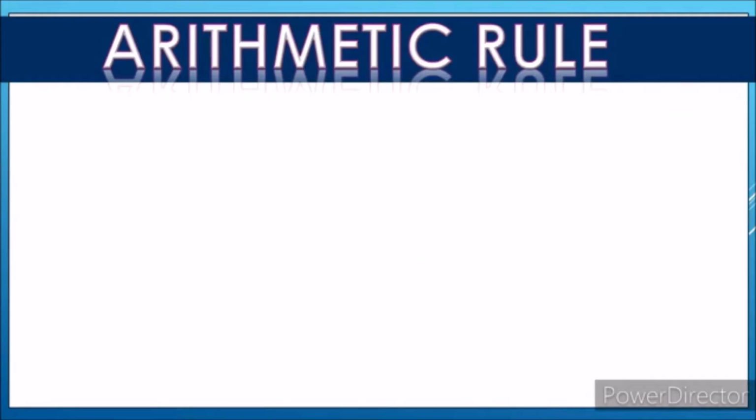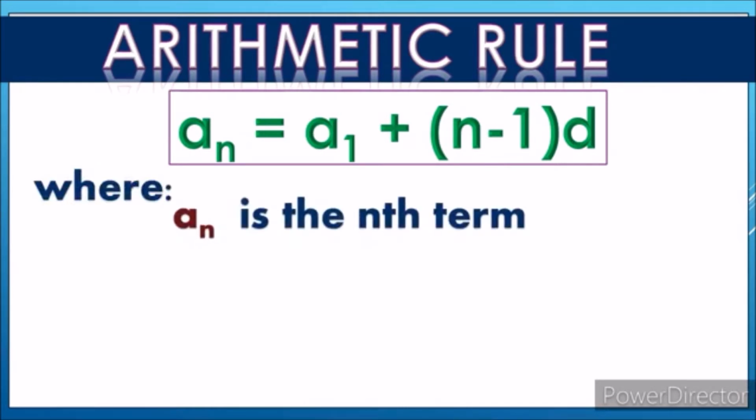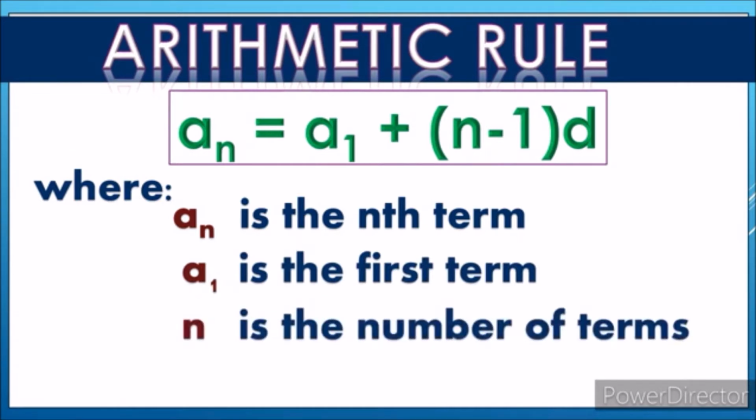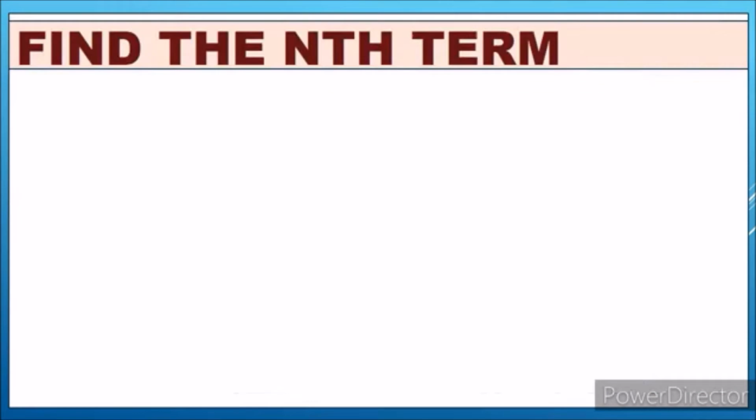So again, the arithmetic rule is given by the formula a sub n is equal to a sub 1 plus quantity n minus 1 times d, where a sub n is the nth term, a sub 1 is the first term, n is the number of terms, and d is the common difference. So let us have the first objective, which is to find the nth term or a sub n.